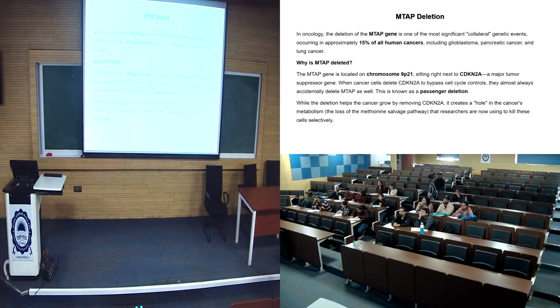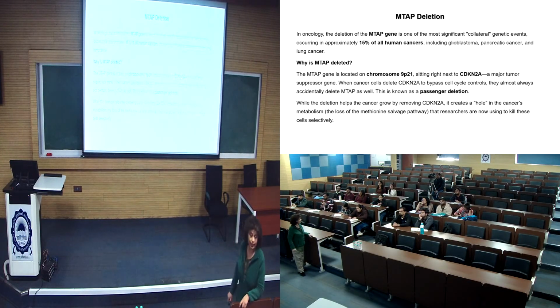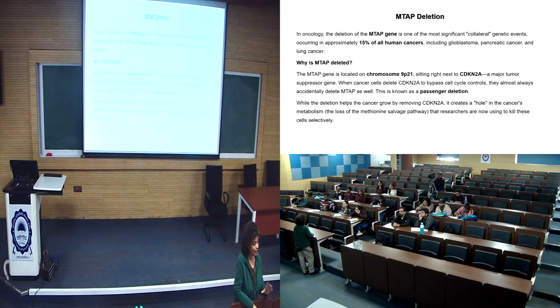What happens is that the MTAP gene is deleted in 15% of all human cancers. Now here is the funny part: MTAP is not a tumor suppressor. So why would tumor cells delete MTAP? Actually, they are trying to delete CDKN2A, which is a tumor suppressor. MTAP is just next to it. So when tumor cells delete CDKN2A, they accidentally delete MTAP also, just by being in proximity.